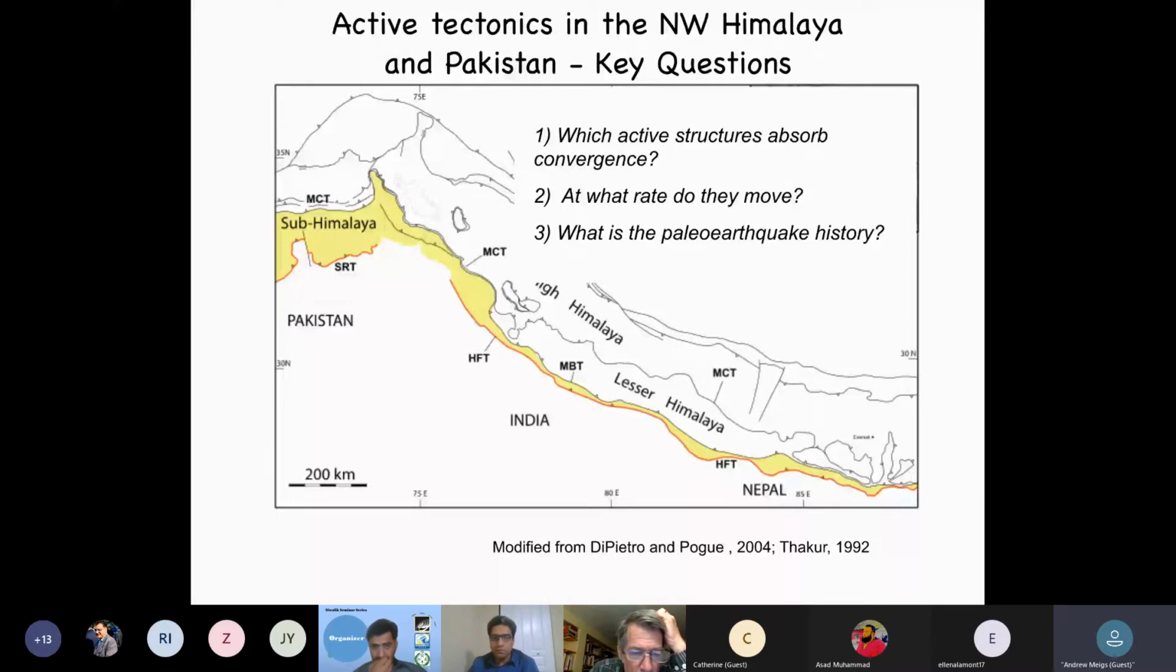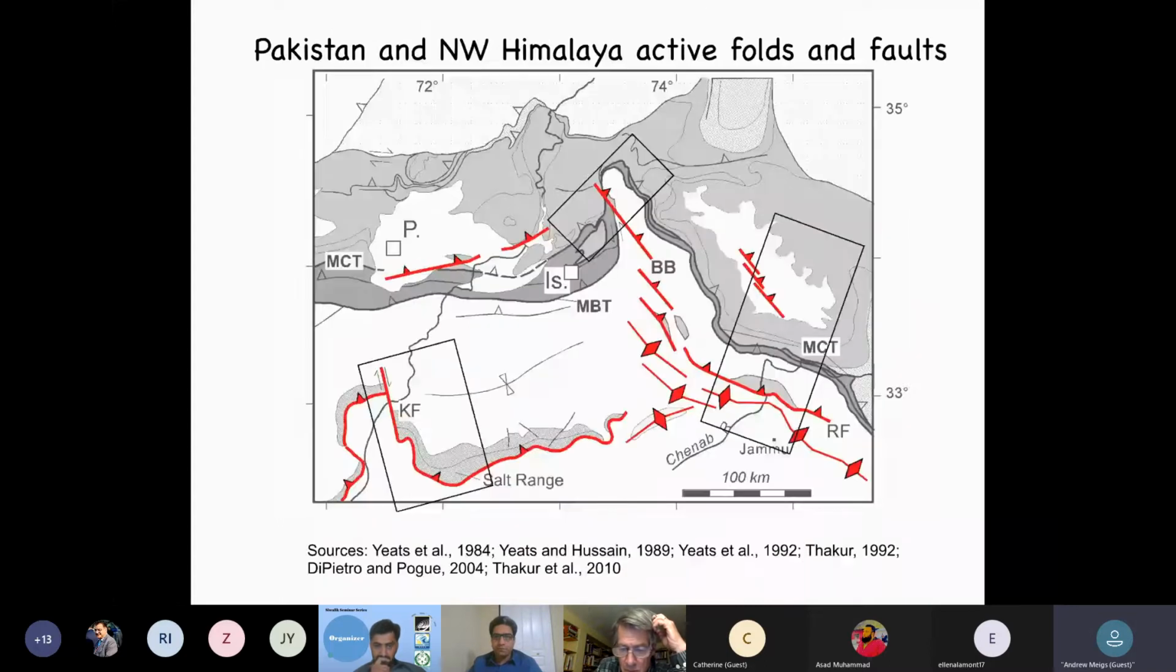So what I hopefully will show you, in two transects, is what the active structures are that are absorbing the convergence, at what rate they are moving, and to what extent we know the paleoearthquake history of any of them. Because that is one of the critical questions to understand or characterize seismic hazard. This is a map of the Northwest Himalaya, Kashmir, Pakistan region, and the border runs down through here, as is well known.